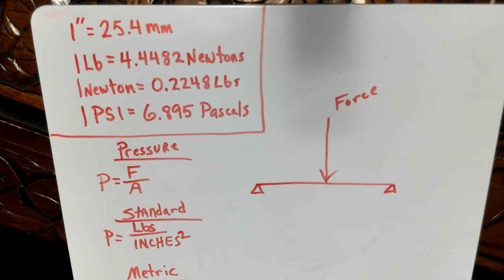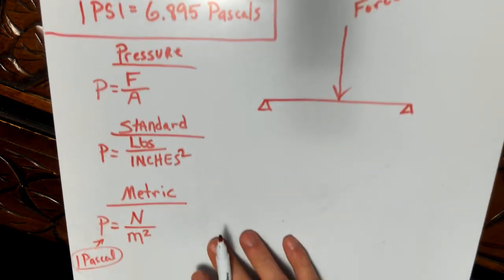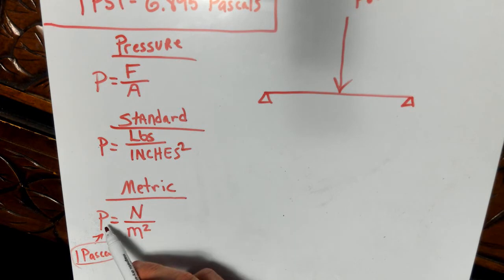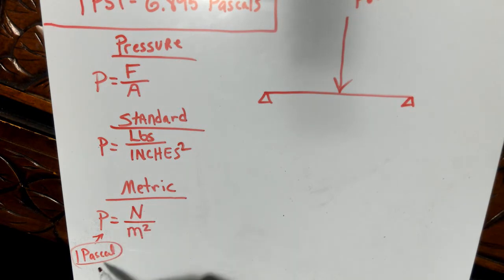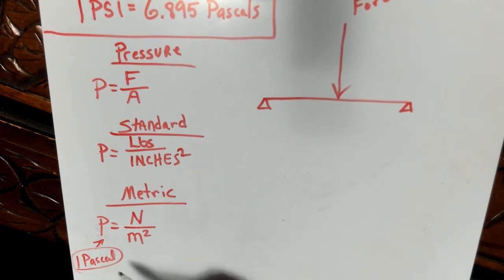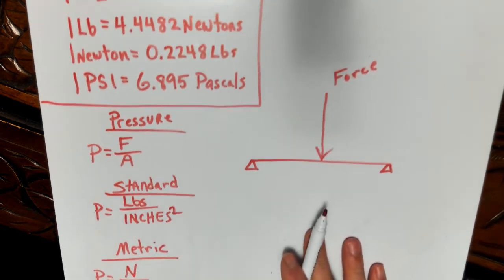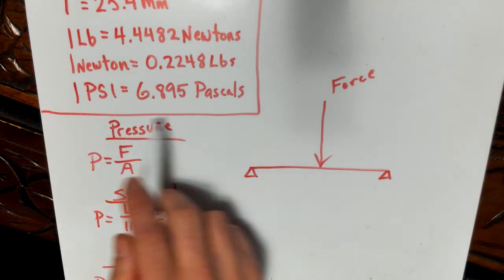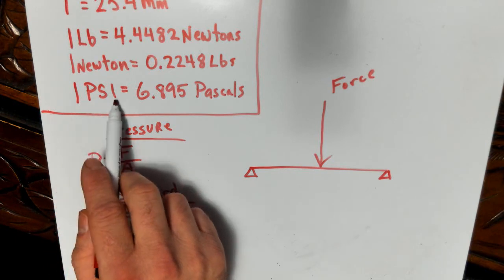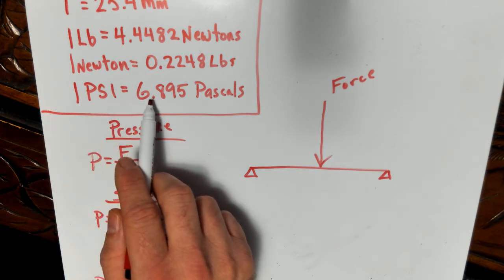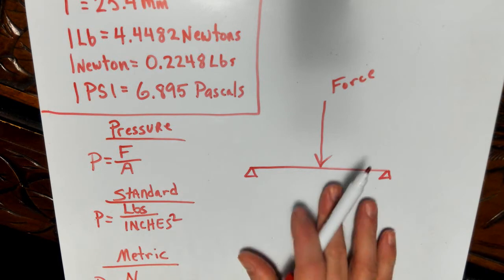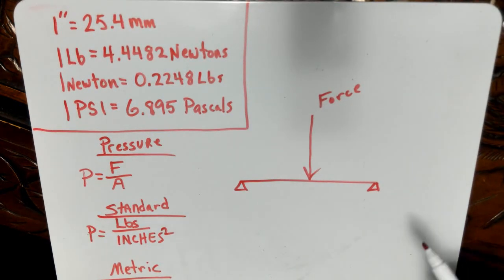It's inches squared for standard. And some people have feet squared. You'll see that. We're using inches squared here. And then the metric, you could have millimeters squared, but we're using meter squared because when you do pressure, a newton divided by a meter square is 1 Pascal. And that's a unit of pressure, and we're going to look at that here in just a minute. And that's what this is. This is a conversion factor: 1 pound per square inch equals 6.895 pascals. That's the conversion factor. That's what we're going to look at.